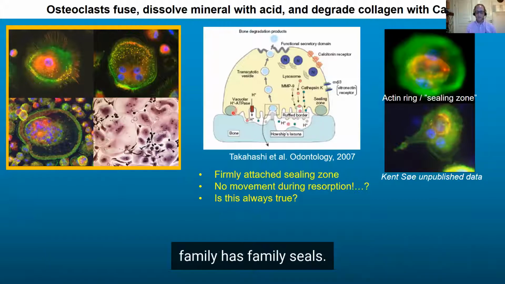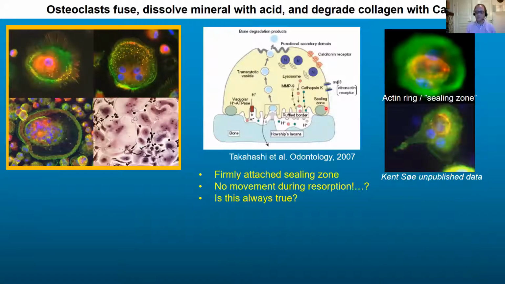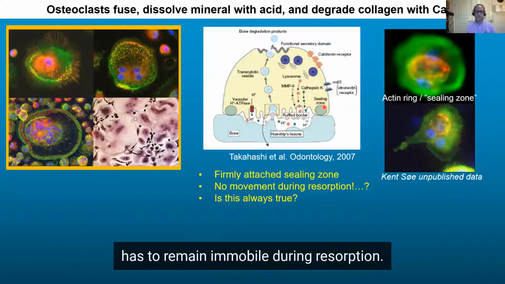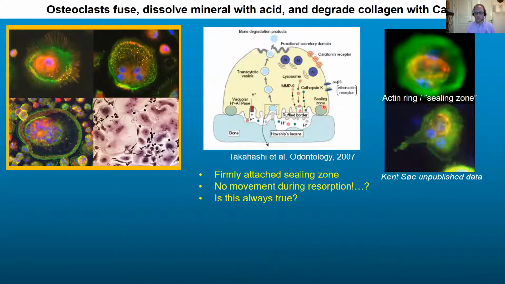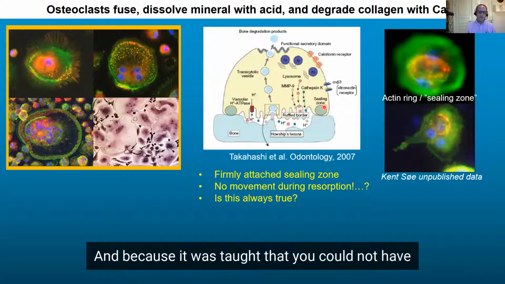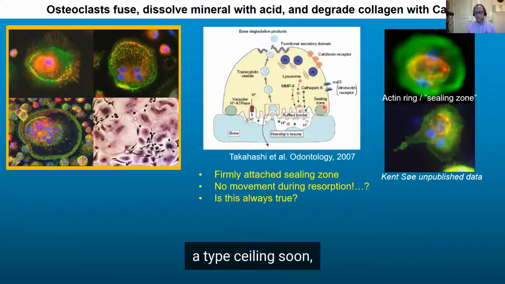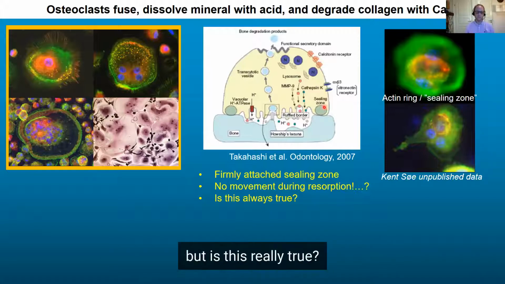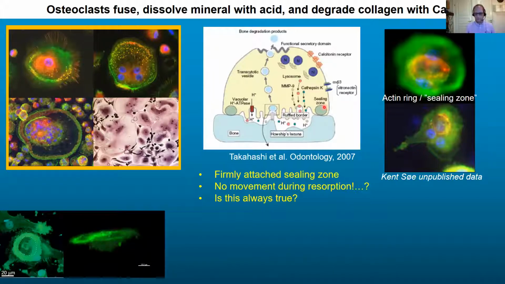Because of this firmly sealed zone, the model through many years was that the osteoclast has to remain immobile during resorption, because it was thought that you could not have a tight sealing zone if the osteoclast would move at the same time. But is this really true?